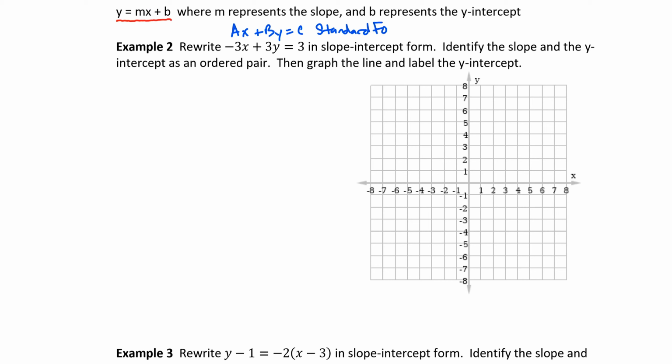We graphed those by finding the x and y intercepts because that was very convenient. Now we're going to rewrite this in slope-intercept form. For slope-intercept form, we need to get y by itself. So we're going to rearrange this equation so that y is by itself. We can do this by adding 3x to both sides.